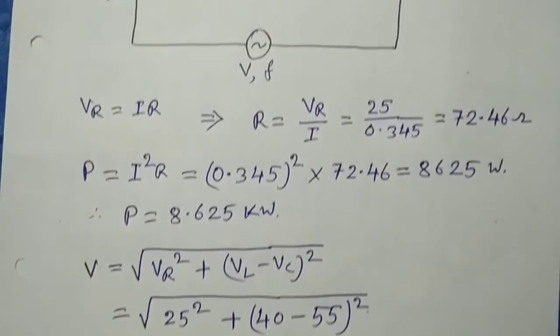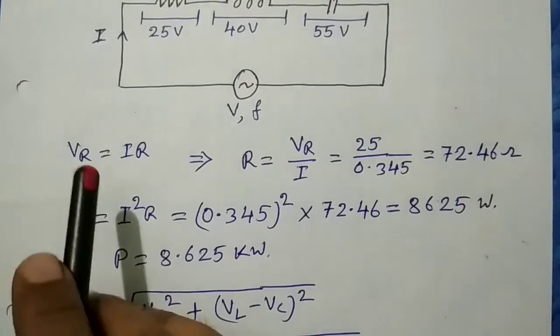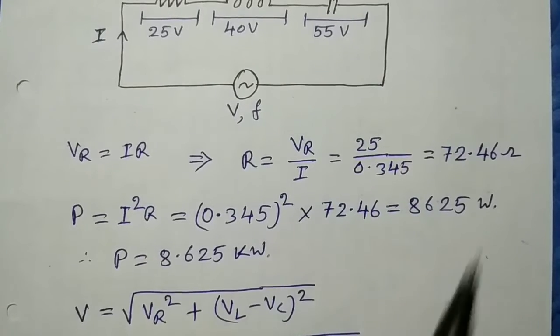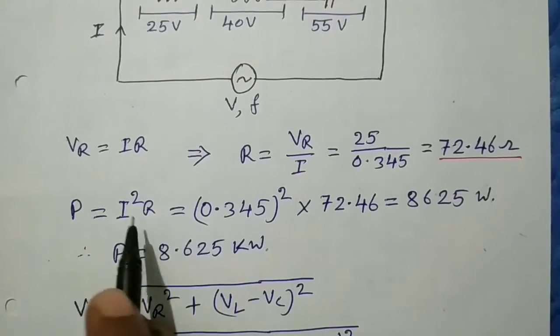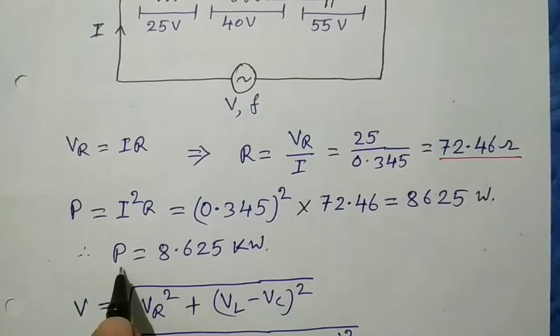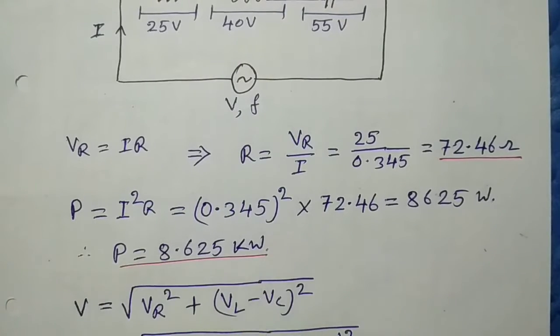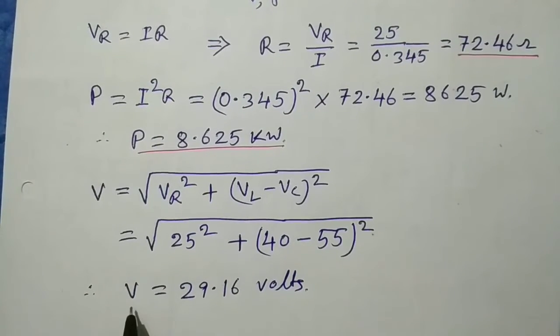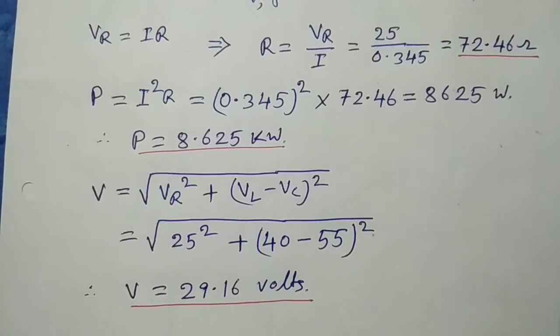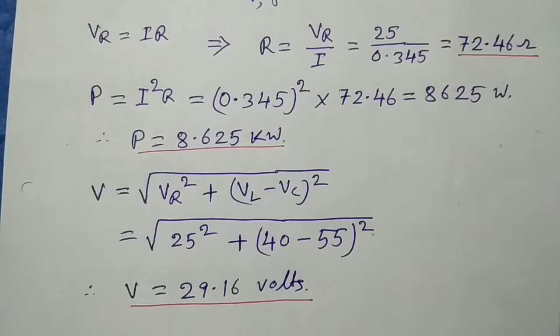So from the voltage drop across the resistance, we have calculated the resistance. Then using the formula I square R, we have calculated the power. And by using the KVL in RLC series circuit, we have found the value of the supply voltage.